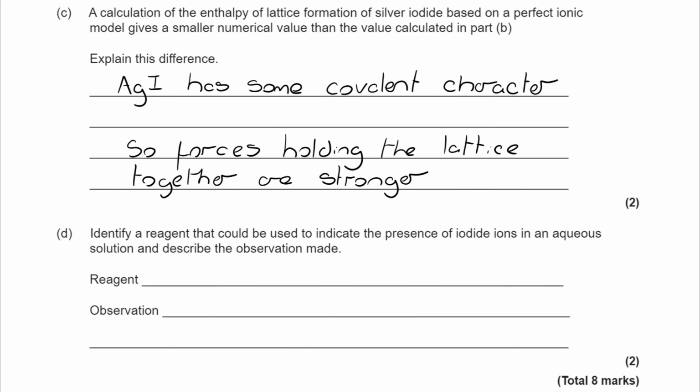And then finally, we're on to actually tests for halide ions. The test for iodide ions and chloride and bromide ions is that you add silver nitrate. Now, chloride ions will give a white precipitate, bromide ions a cream precipitate, but iodide ions will give a yellow precipitate.